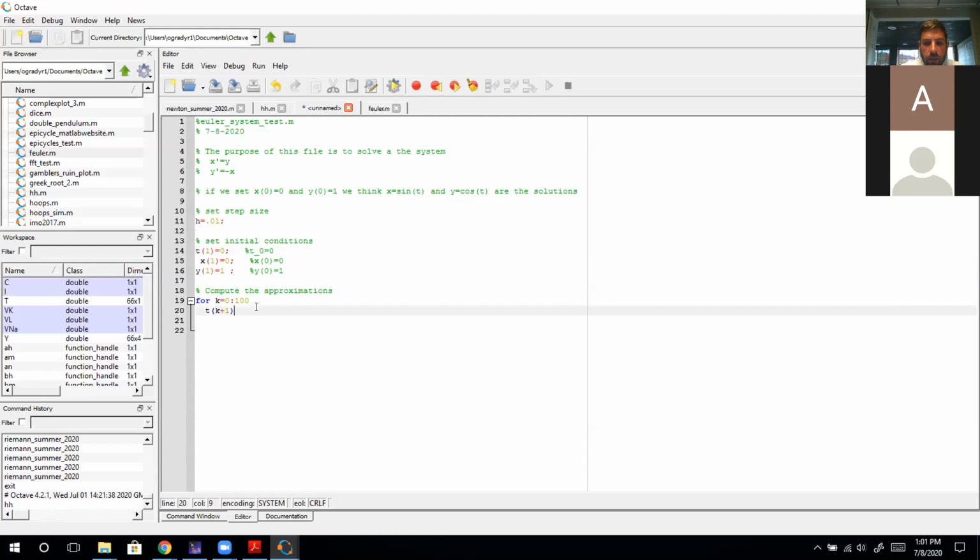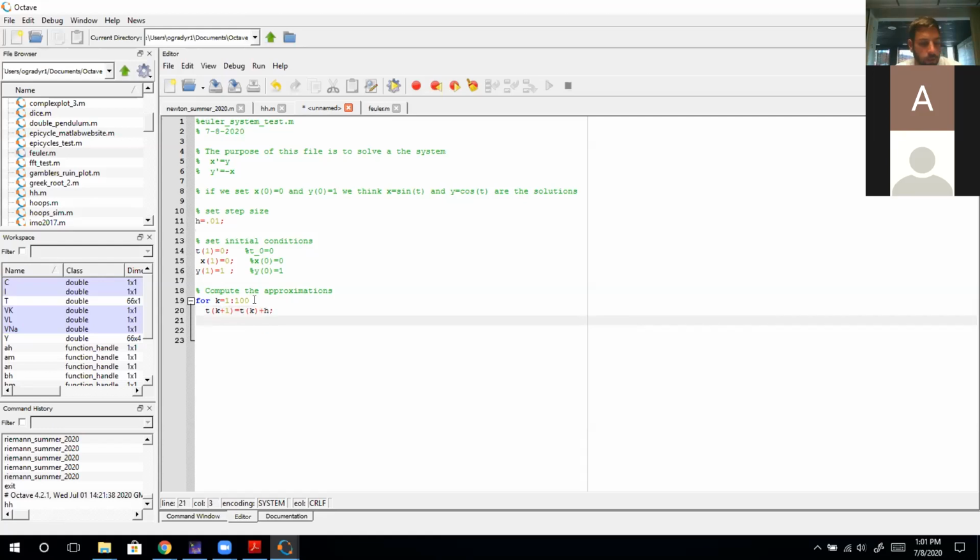So what's the next time we're going to approximate? We're going to approximate it from the previous, which is t of k. So that'll be, hold on, I have to adjust this or I'm going to mess something up. I should start this at 1. And then the next one is t of k, and then it's plus h.